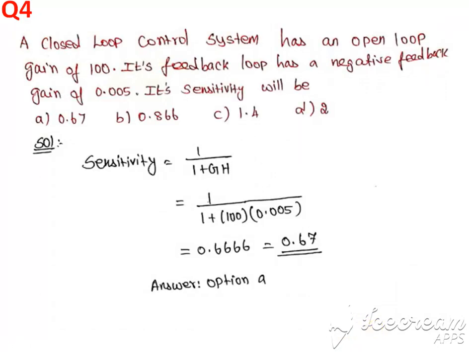Then fourth question: a closed loop control system has open loop gain 100. It has a negative feedback gain 0.005. Options are given: A 0.67, B 0.866, C 1.4, D 2. So generally the sensitivity formula is 1 divided by 1 plus GH. So substitute G and H values. G is the open loop gain, and H is the feedback gain. Substitute these values, we get 0.67. The correct option is option A.